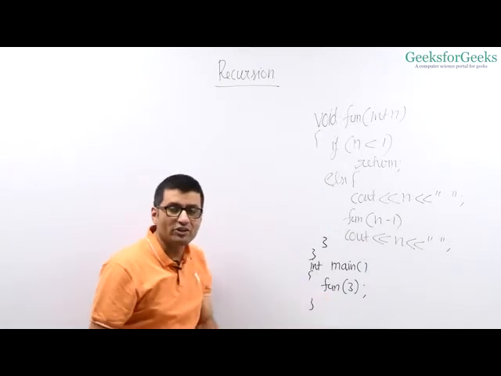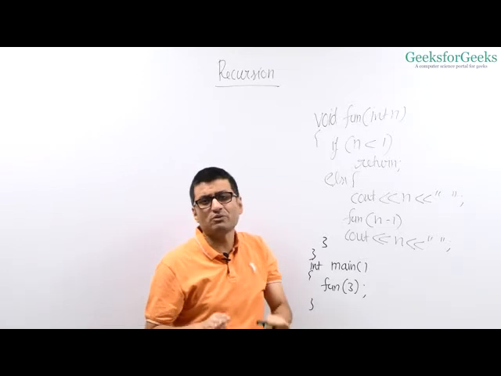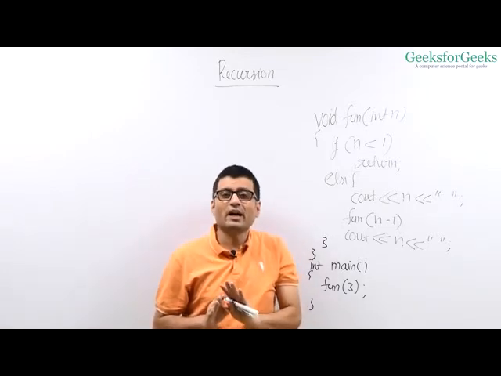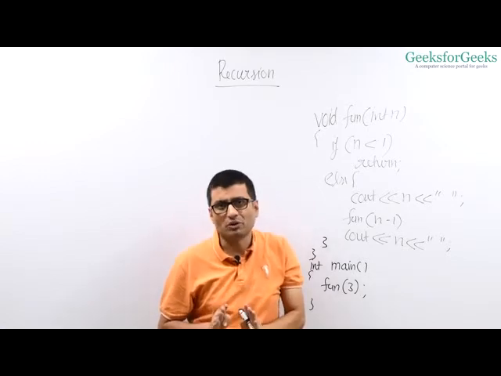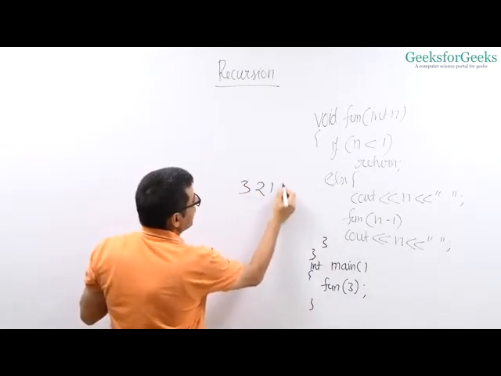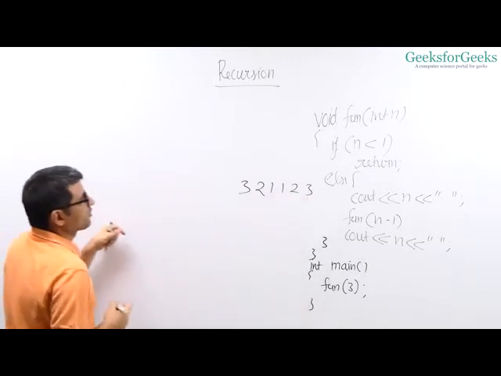You may pause the video now. Try using recursive calls yourself. Try to print the output using pen and paper. I'll tell you the output after the pause. So the output for this program is 3, 2, 1, 1, 2, 3. Let's see how we get this output.